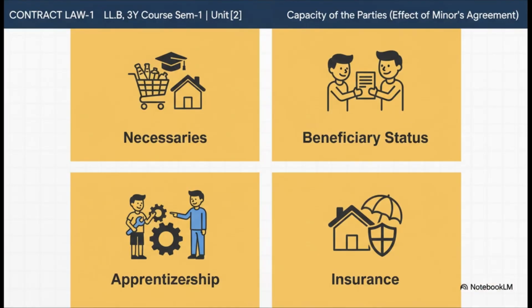First, necessaries under Section 68. A minor's estate is liable for supplies suited to their condition in life. Second, beneficiary status. A minor can be a promisee or transferee. Third, apprenticeship. Service contracts for a minor's benefit are binding, as established in Roberts v. Gray. Fourth, insurance. A contract of insurance is valid if for the benefit of the minor's property.